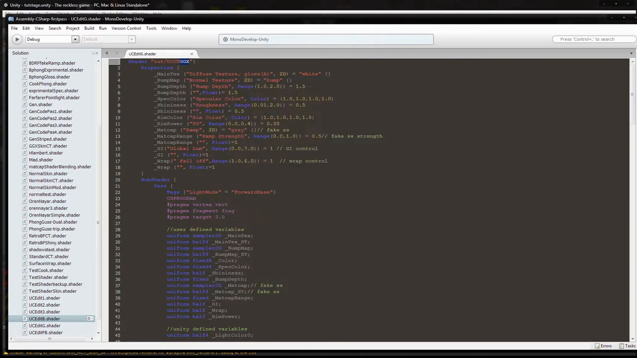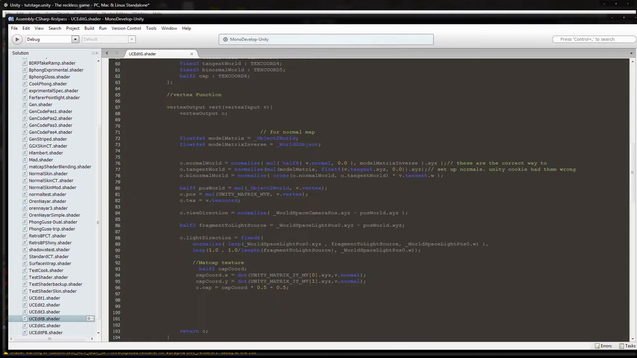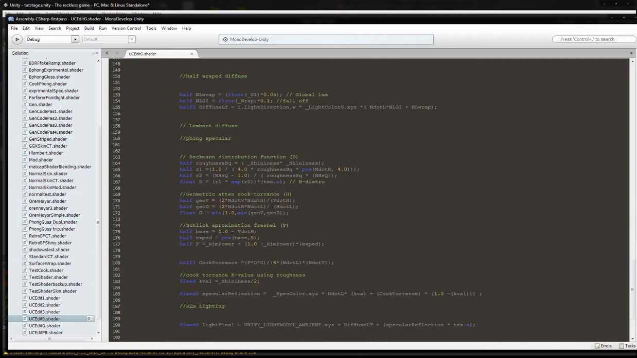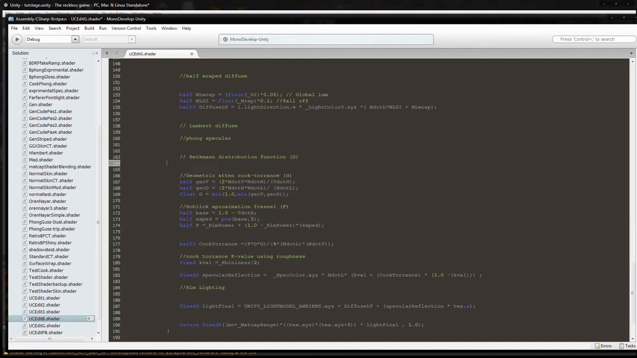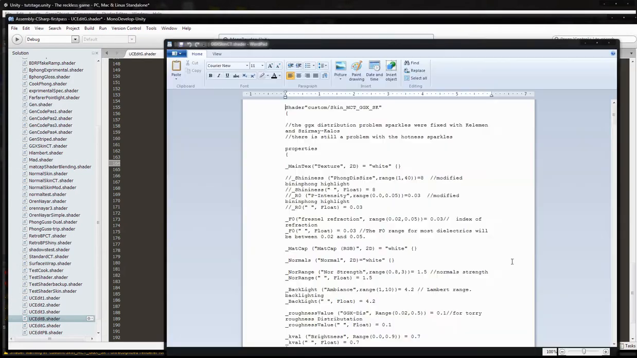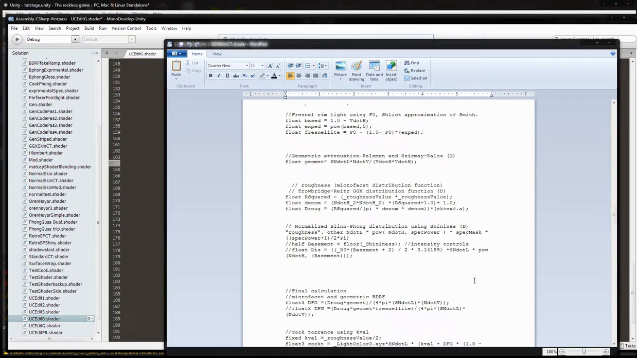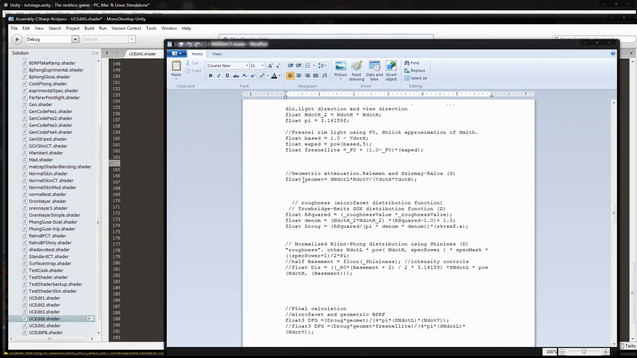Overwrite the file, and now that we've done that, it's time to change some stuff so we can make it a GGX shader. The two things we're going to do are remove the Beckmann distribution function and remove the Cook-Torrance geometric attenuation function. The GGX function is going to go where the Beckmann distribution function was, so we'll delete that. And now we're going to put in the GGX distribution function.